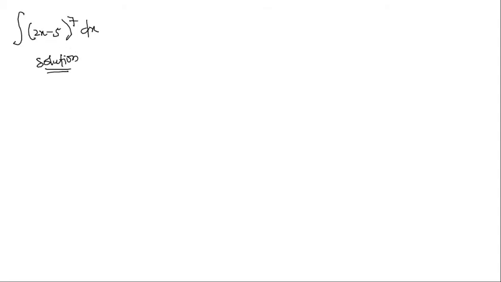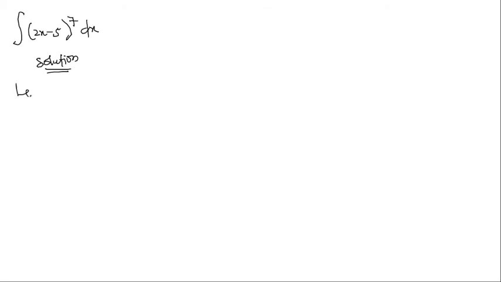Now we can see that the function in the brackets, 2x minus 5, is multiplying itself 7 times. If you want to expand that, it's going to be very long and very tedious. So we need to find a simpler way of integrating this particular example. The simplest way of doing this is by the method of substitution.